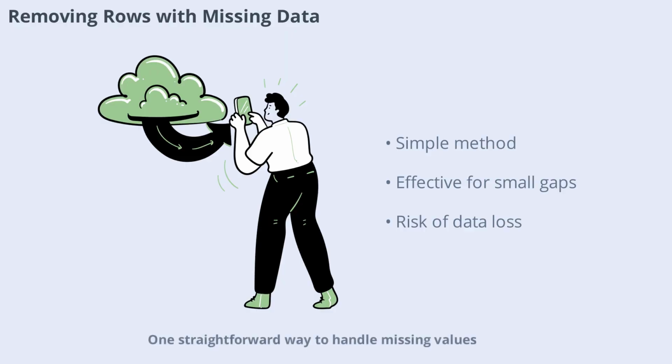One straightforward way to handle missing values is to remove any rows that contain them. This method is simple and effective when only a small portion of the data is missing. However, if too many rows are removed, we risk losing valuable information. It's important to weigh the pros and cons before deciding to drop data. In cases where missing values are widespread, other strategies may be more appropriate.